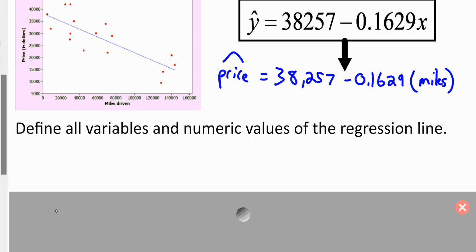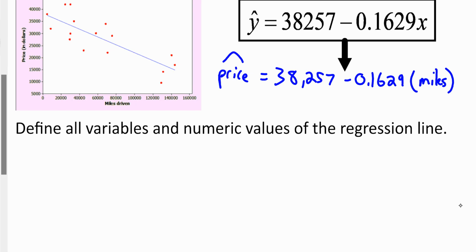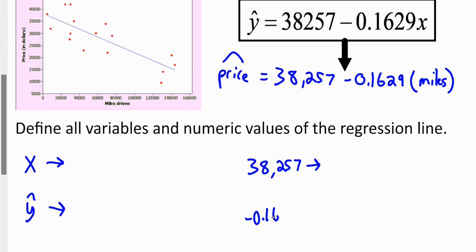But here's what I want to talk about. How can we define all those variables and the numeric values in that equation? This is also a very common question. When it comes to AP exams, I've seen this one a lot. So we want to be able to identify the variables. So that's x, and that's y hat. And then we want to also be able to identify the values, which is 38,257 and negative 0.1629. We want to actually give words to what those mean.